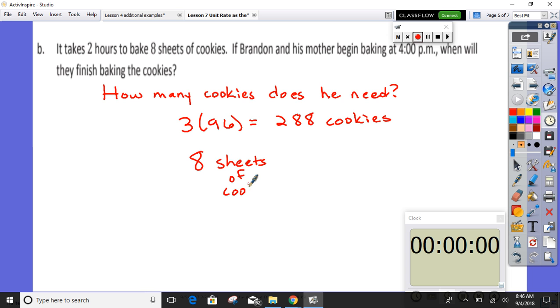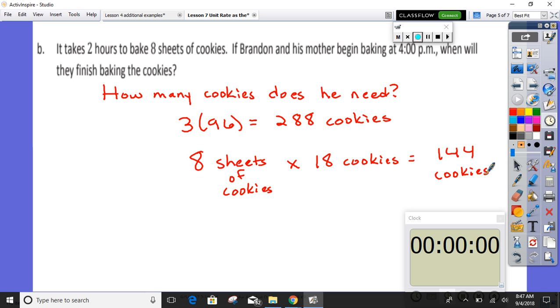And what did you do to find that out? What did you do with the 8? Divided by 18, because we know that 18 cookies fits on one sheet. Would give us a total of, what did you say? 144 cookies. So every 2 hours, they're going to be able to make 144 cookies.